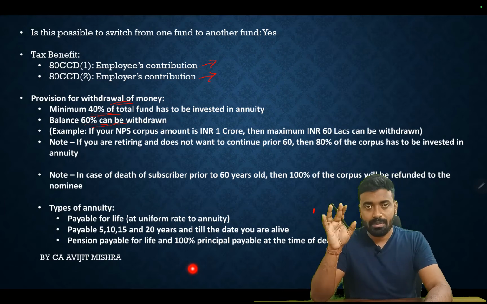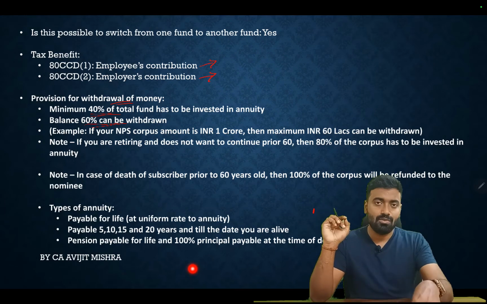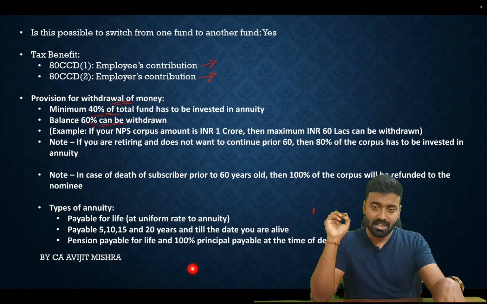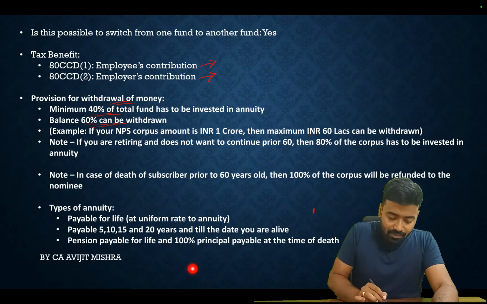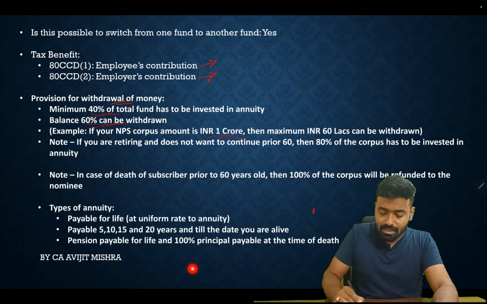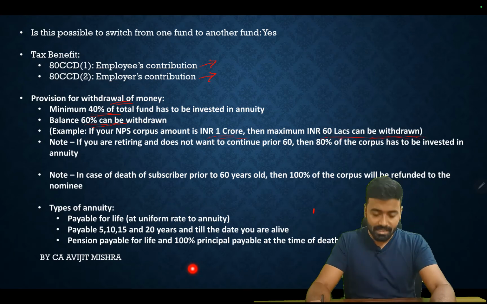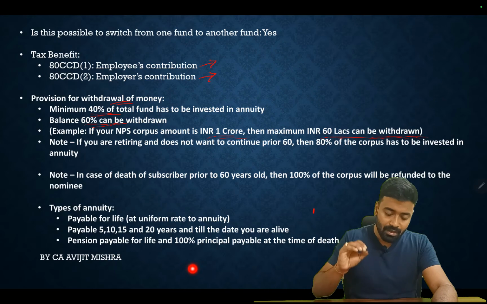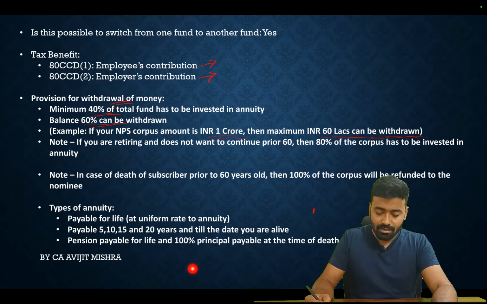Take the example, you have 100 rupees. Out of 100 rupees, 40% has to go to the annuity and 60% can be withdrawn. For example, if your NPS corpus is around 1 crore rupees, then a maximum of 60 lakhs can be withdrawn at the time of retirement. Whenever your age becomes 60, at that time you can withdraw a maximum of 60 lakhs, and 40 lakhs has to go to the annuity.